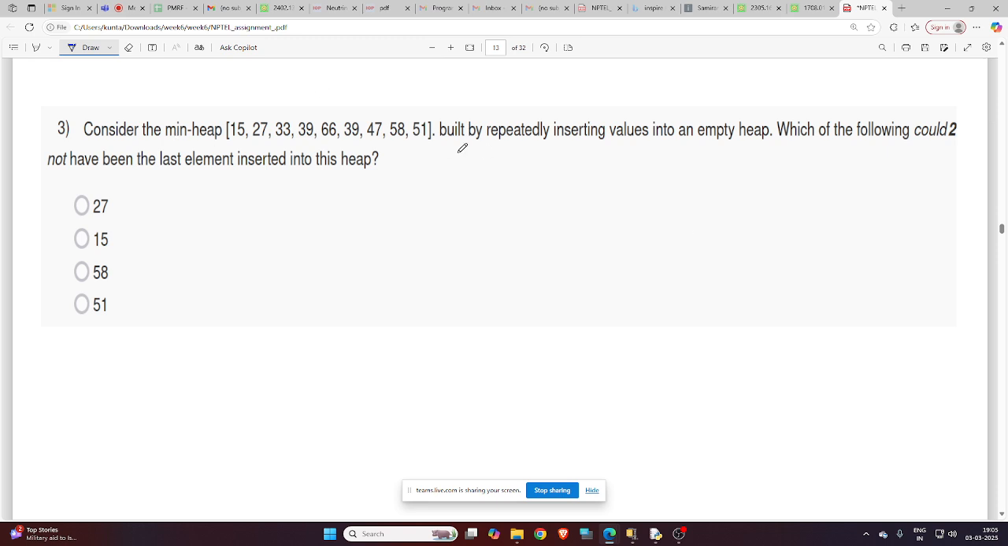So consider the min heap. What does min heap mean? At the very first there will be something very small, and after that there will be something larger. You can see this min heap is already given as 15, 27, 33. That means this one is less than this and this. Both should be larger than that one, I mean this one should be less than both of them.